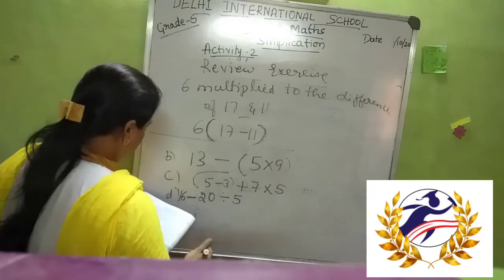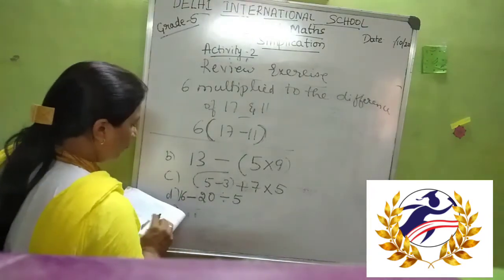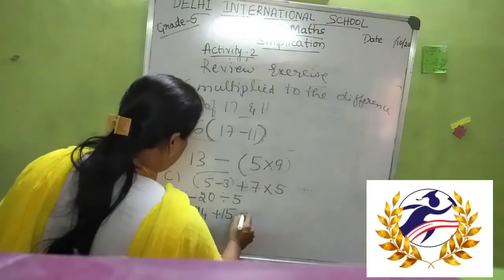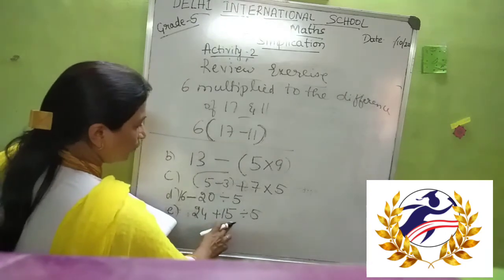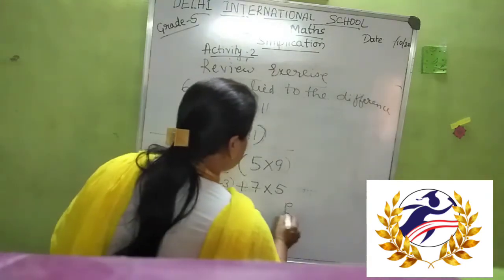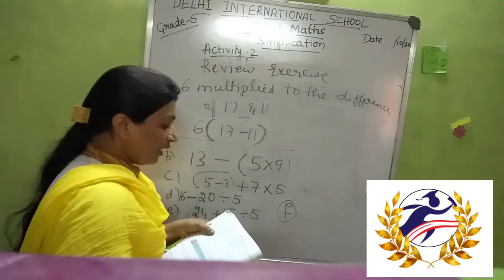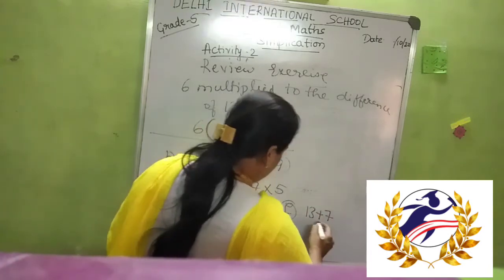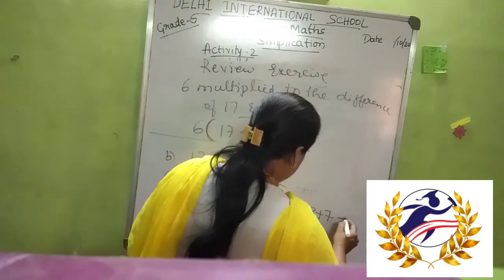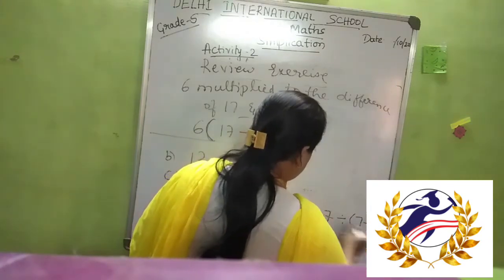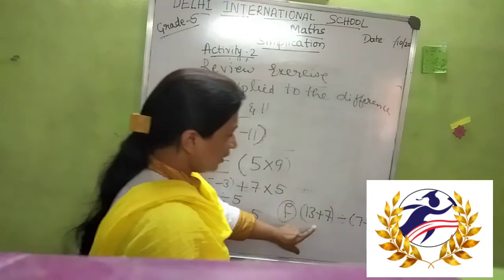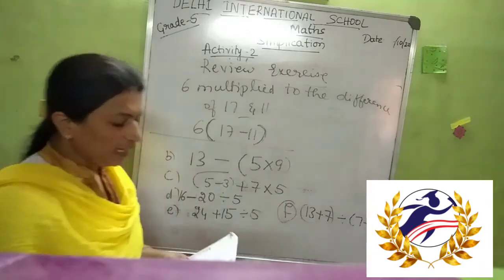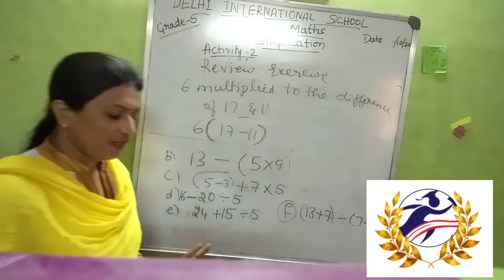Okay, so then E problem: 24 added to 15 divided by 5. Then the F problem: divide the sum of 13 and 7 by the difference of 7 minus 2. Okay, this is how to write the expressions for the given sentences.